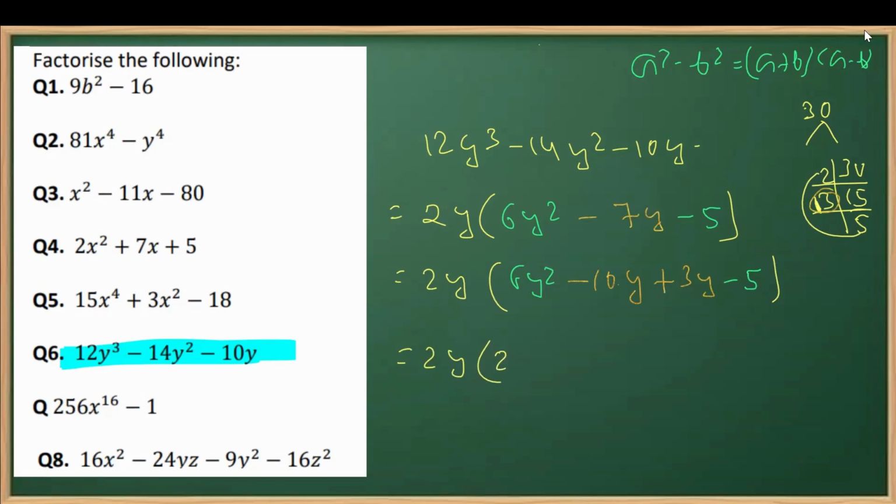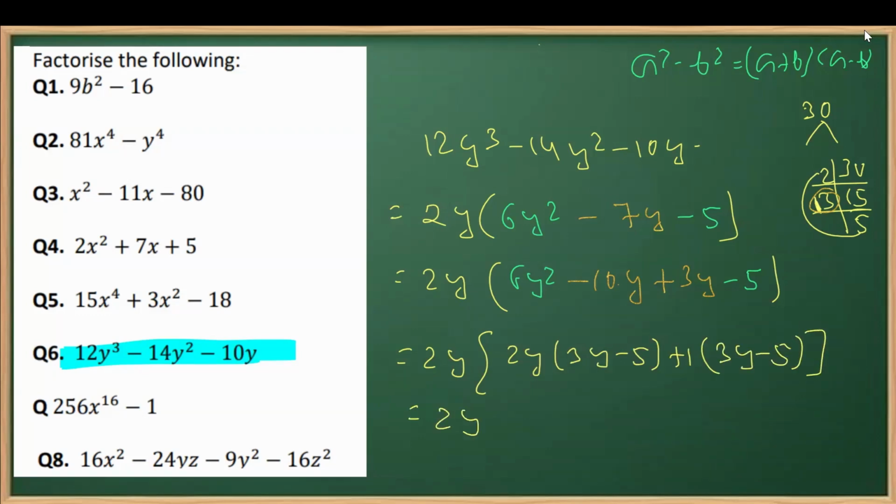If I take 2y common from these two, we are getting 3y minus 5. And similarly, we can take positive 1 as common, that also gives you 3y minus 5. This is 2y. And if I take 3y minus 5 as common from these two, what it gives you is 3y plus 1. So this is the factorized form.